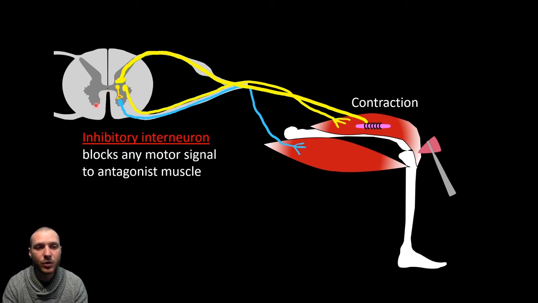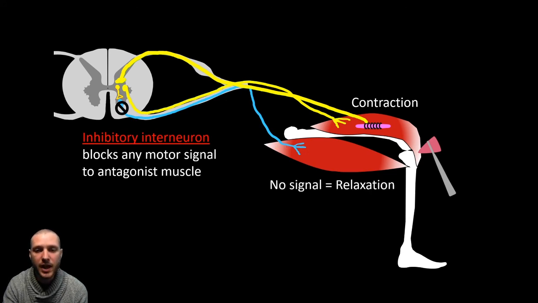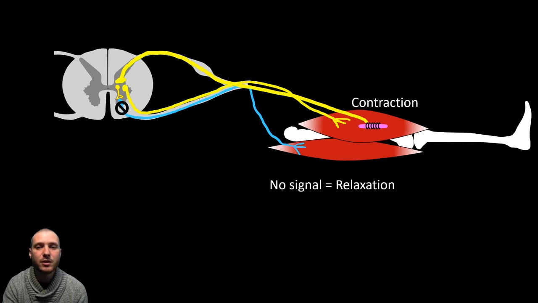And because we call it an inhibitory neuron, its job is to inhibit the neuron on the other side of the synapse. So when you stimulate an inhibitory neuron, we're going to tell this motor neuron to shut up. So basically we're inhibiting any signal from being transmitted to the antagonist muscle. So when this happens, no signal means relaxation. So we've told the agonist to contract, we've now told the antagonist to relax, and this is when you're going to kick out your leg in a reflex.